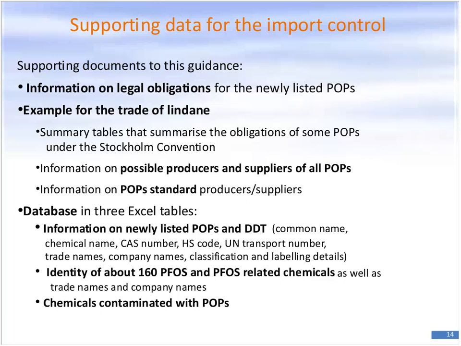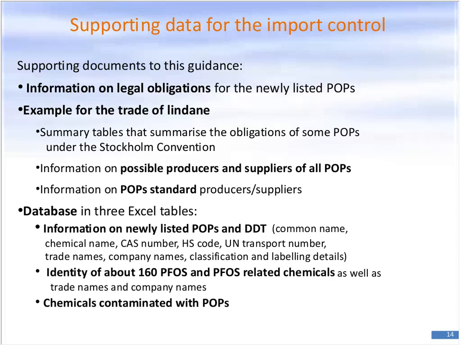So only when you find a producer name or supplier name in the first list, list A, is this an indication that this company might export a POP to you. If it's in the second list, it is most likely a laboratory standard, a reference standard, which is allowed. And then there is a database available with three Excel tables.